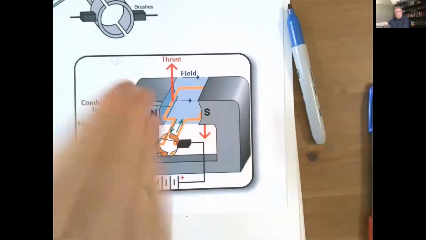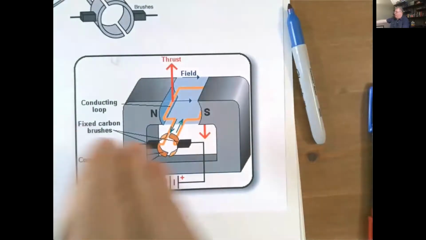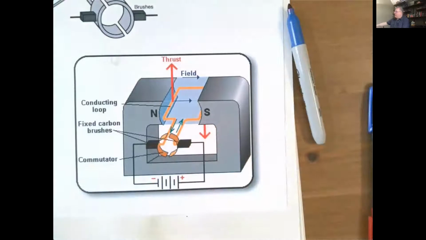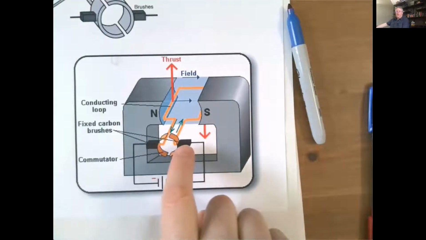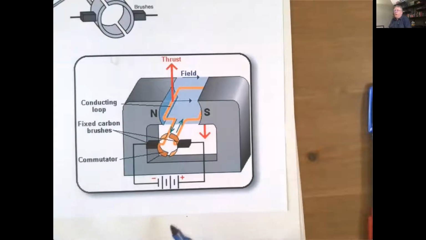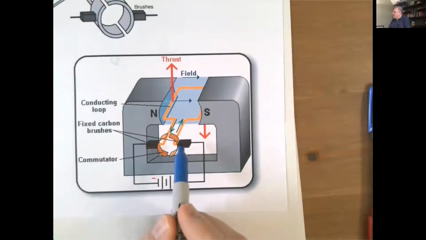It would go wobble, wobble, wobble, wobble, exactly like a compass needle would wobble back and forth. But we can do something clever, and that's this thing here called a commutator. Now, a commutator, and there's one of these in your car, by the way. It's what the alternator is in your car. This is a set of two contacts.